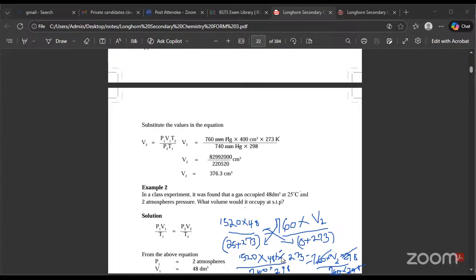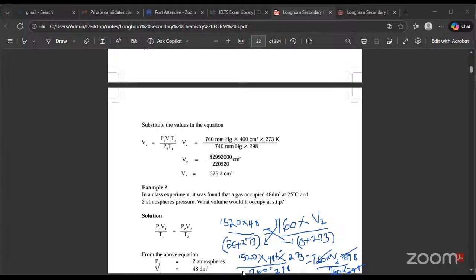So somebody to please help us. Somebody to help us now in the division. We have 1520. Teacher, before you continue, where you have cancelled 298 and 298.